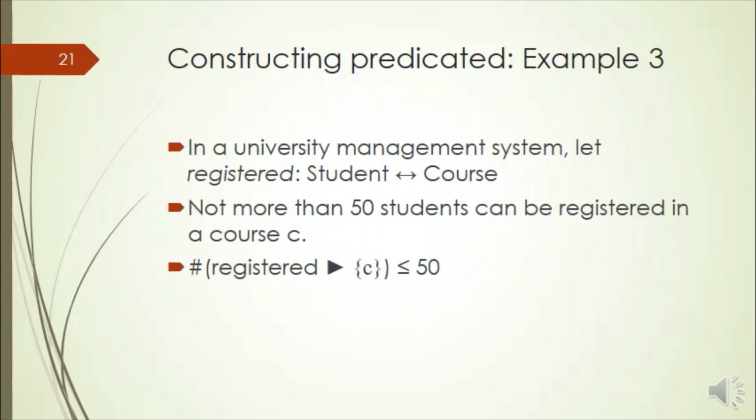Now we construct another predicate in a university management system, and we want to specify that not more than 50 students can be registered in a course C. And we have a relation variable registered which is declared on relation data type student double arrow course, and we use a range restriction operator to specify the predicate that not more than 50 students can be registered in a course.